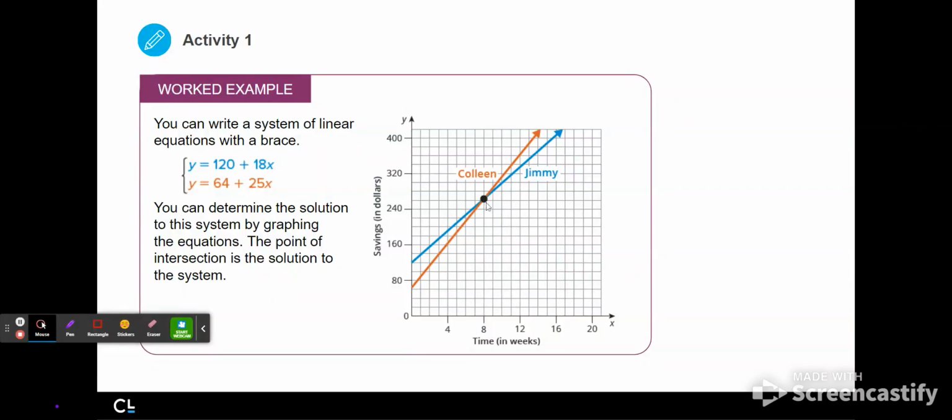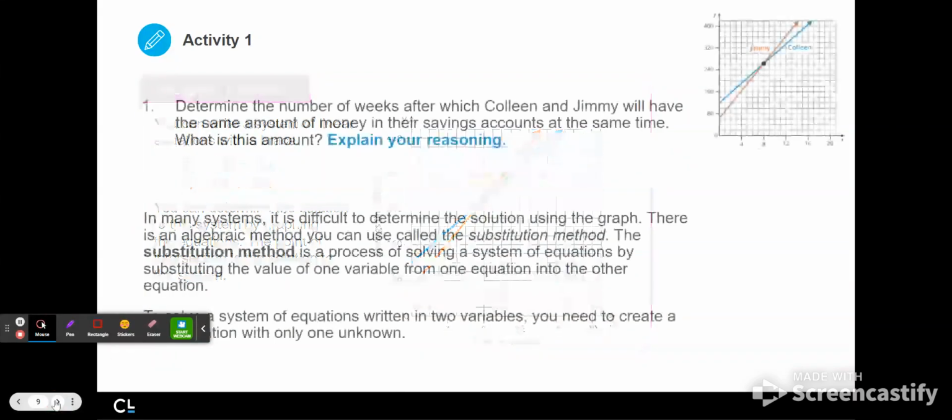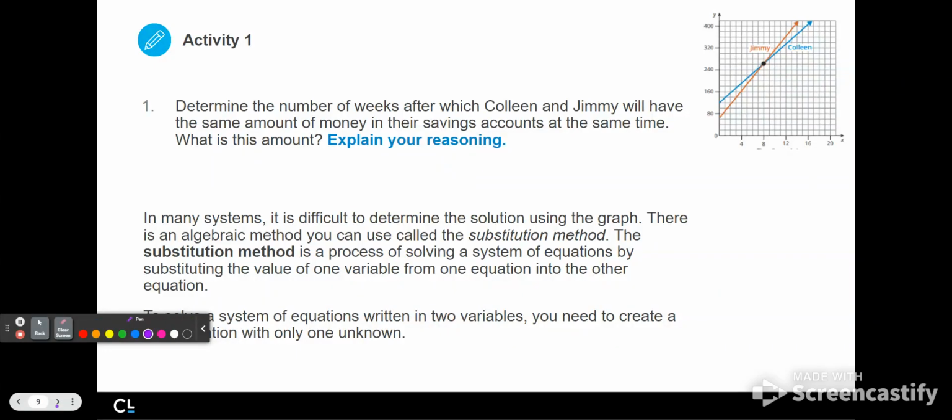Okay, so I'm going to take a look at this. Go right up. How many weeks is that going to be? So think about how many weeks it is going to be when they meet. And about how much money is that going to be? Okay, so we're going to determine the number of weeks at which they will have the same amount of money. And what is the amount? When I look at that, I see 8 weeks.